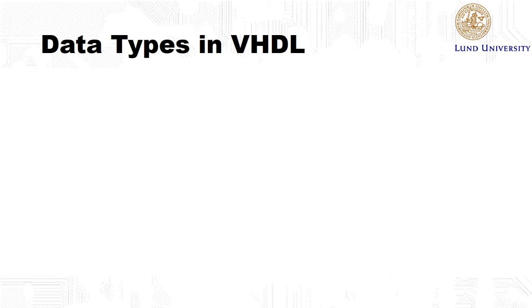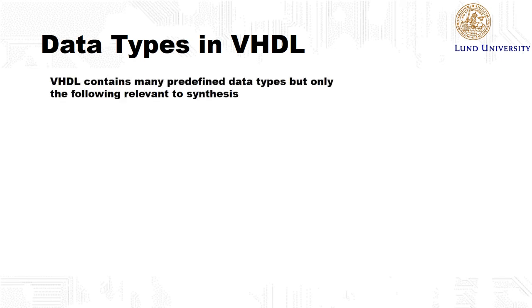We will discuss two more things in this lecture, and that is data types in VHDL and operators. VHDL contains around 12 predefined data types, but only a small set of these is relevant for synthesis. As you might remember, in the beginning we mentioned that VHDL from the beginning was meant to document hardware. Only a small subset of VHDL can be used to generate hardware.